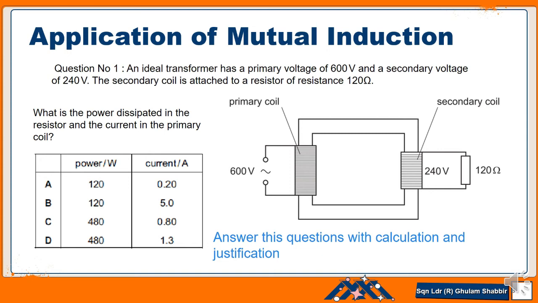This is an MCQ question. So you need to understand the concept of the transformer, which we discussed in lesson number 20, and also in the Skype lesson number 15. You need to revise the lesson and then answer this question. You should answer this question with calculation and justification on paper, and then you select the option either A, B, C, or D.